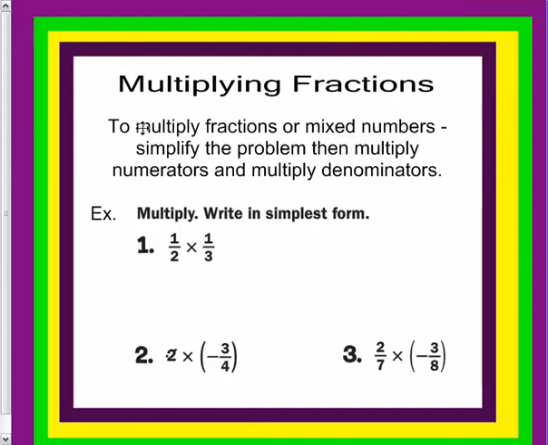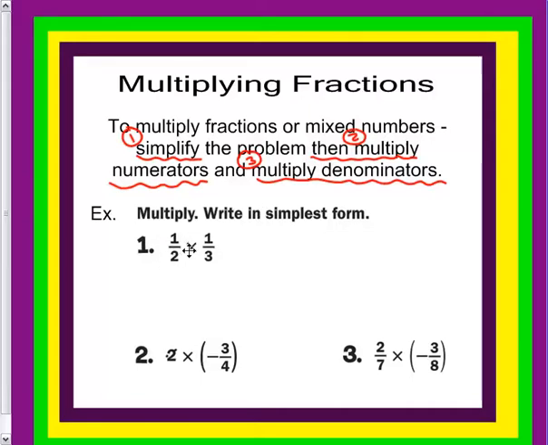Today we're talking about multiplying fractions. To do this, whether they're a fraction or a mixed number, we simplify the problem first and then multiply the numerators and then multiply the denominators. So step 1, simplify. Step 2, multiply the numerators. And 3, multiply the denominators. Make sure you have those written down.